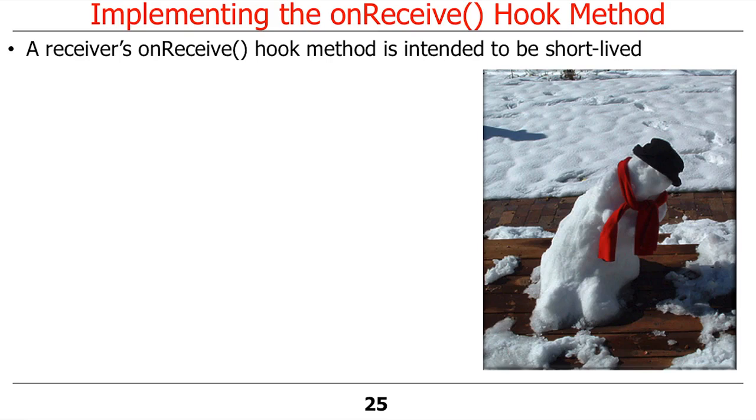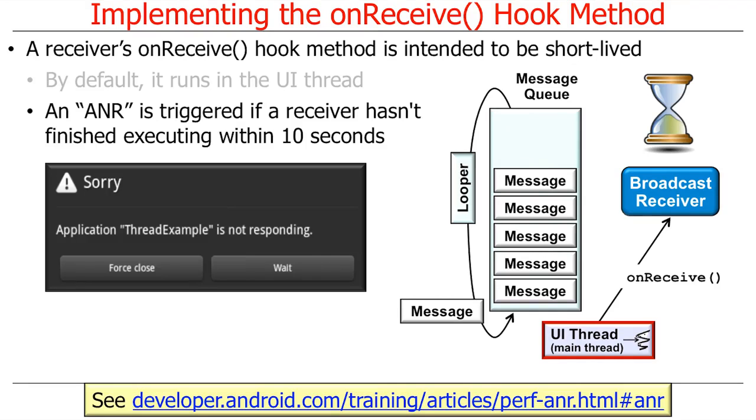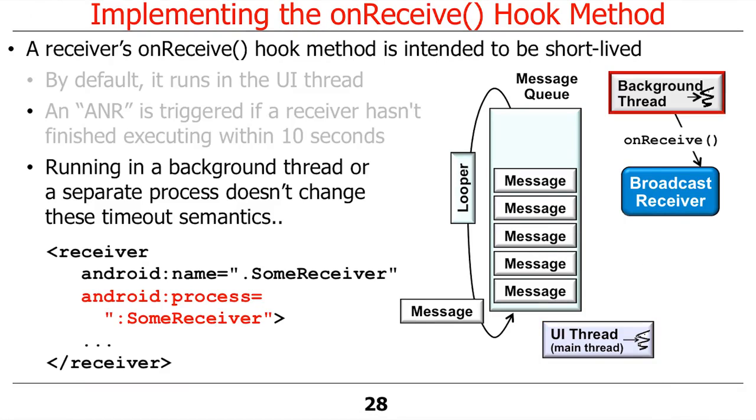A receiver's on-receive hook method is intended to be very short-lived. By default, it runs in the user interface thread. An application not responding dialog is triggered by the underlying Android intents framework if a receiver hasn't finished executing its on-receive method within 10 seconds. Running in a background thread or in a separate process doesn't change these timeout semantics.